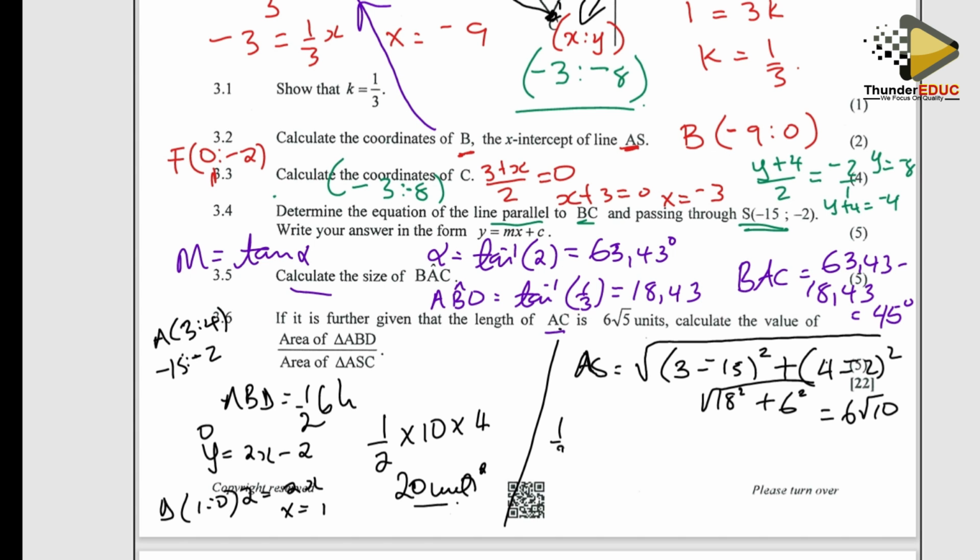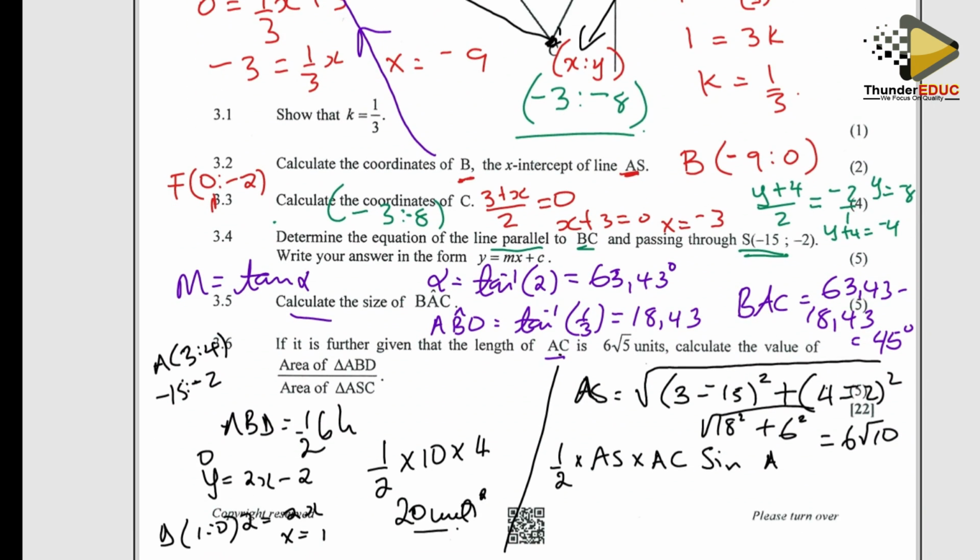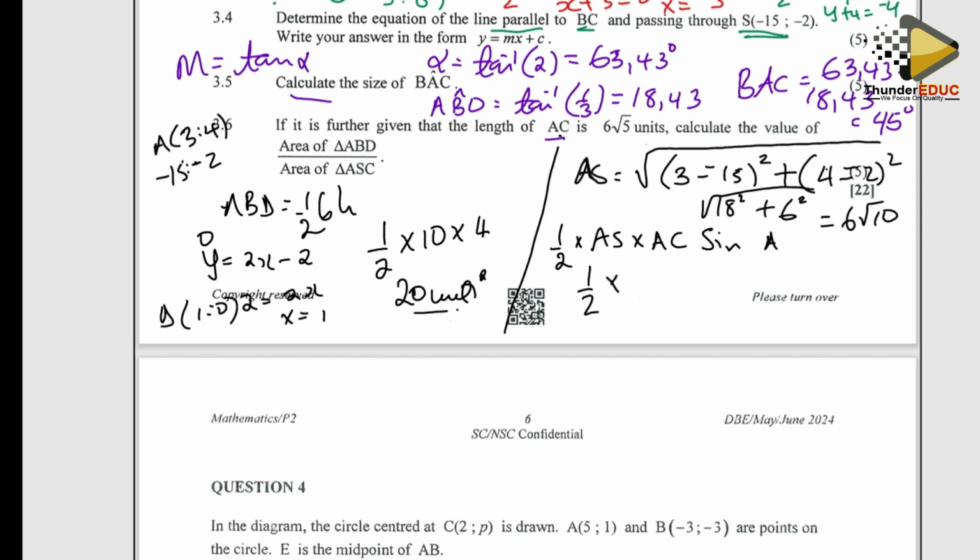Then from the area rule, I'll have a half times AS multiplied by my AC, the sine of A. So that's going to be a half times the AS, which is 6√10, multiplied by the AC, which is 6√5, and then the sine of 45. Okay, so when I get these 20 units divided by this, let me simplify this. So 0.5 times 6√10. Okay, I'm multiplying it by 6√5, and then multiplied by the sine of 45. What we get? We're getting a 90.